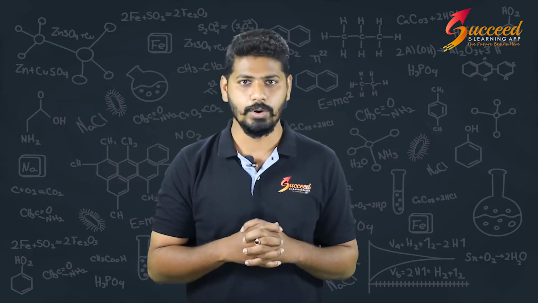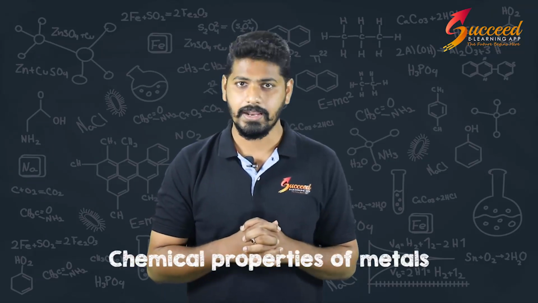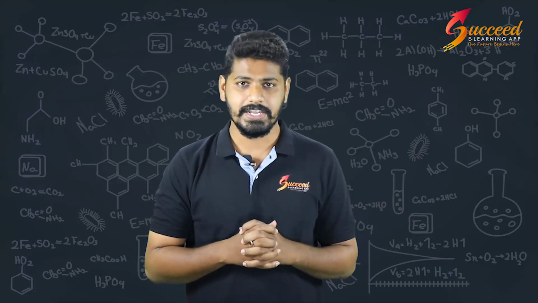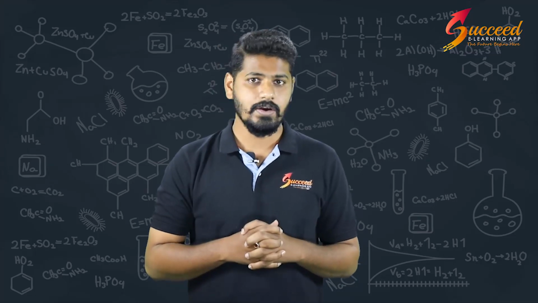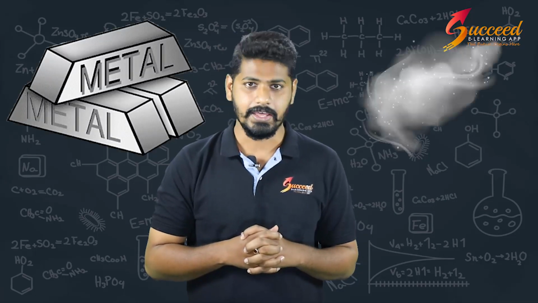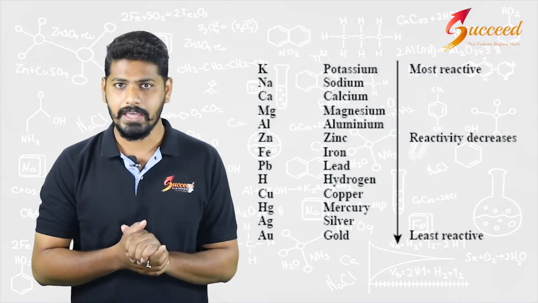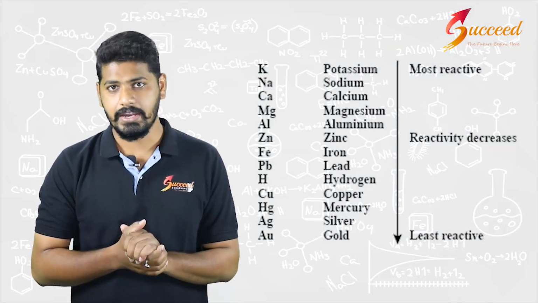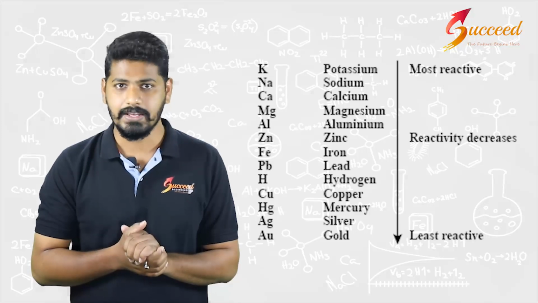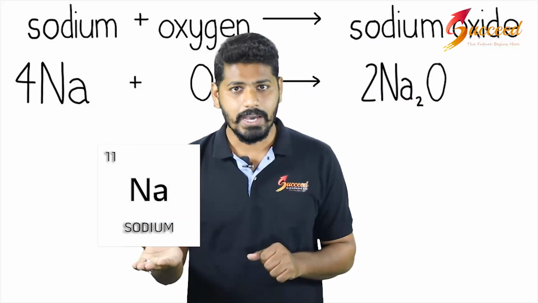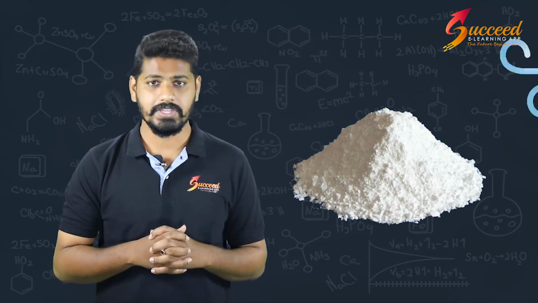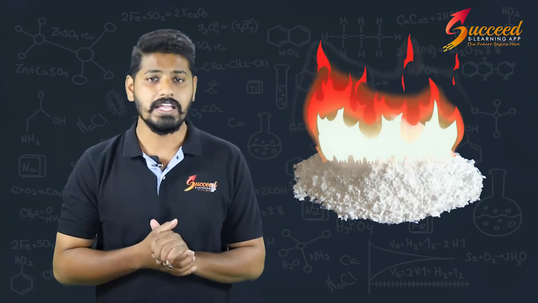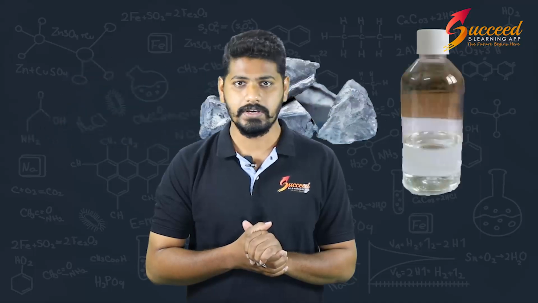Now it's time to know about the chemical properties of metal. I mean, what happens when metal is reacted with air, water, steam, all those things. Now let's see what happens when metal is reacted with air. All the metals will not react with the air, but whenever a metal reacts with the air, it forms the respective oxide. Let me give an example. When sodium is reacted with oxygen, it forms sodium oxide. But sodium, when it reacts with air, reacts vigorously. That's why sodium is preserved under kerosene.